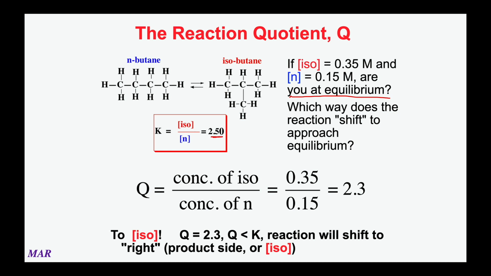And because Q is less than K, that means Q has to become a bigger number. Bigger numbers mean more product, less reactant. Q is going to shift towards K. We're going to see a shift to the right. Anytime Q is less than K, that means you're going to have a shift to the right. More isobutane is going to form and less N-butane will be there. So when equilibrium is established, the isobutane will go up from 0.35, and we could figure out what it is, but it'll go to a larger number. And the N-butane will go from 0.15 molar to a smaller number. It's going to decrease as the product, the isobutane, increases.